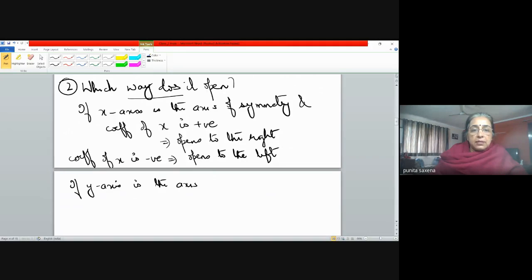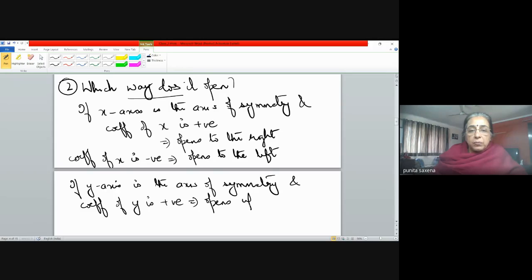Similarly, if the y-axis is the axis of symmetry, then किसका कोफिशिएंट देखेंगे? Obviously y का, ठीक है? So if the y-axis is the axis of symmetry and the coefficient of y is positive, that means your parabola opens up. And if the coefficient of y is negative, that means your parabola opens down.